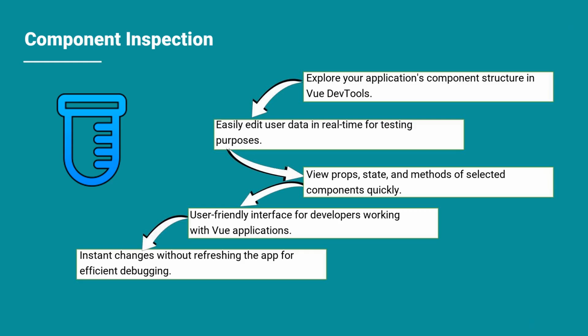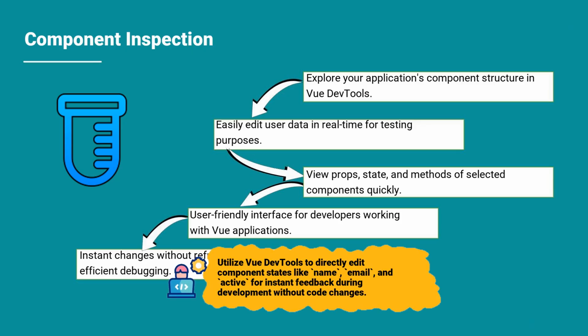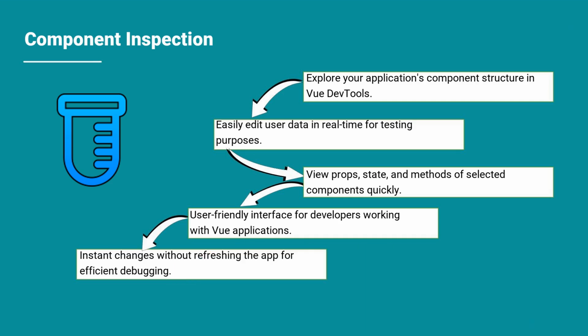But wait, the fun part comes when we check out the State section of DevTools. In the State section, you'll find the initial state of the user prop. You can directly edit the name, email, and even the active properties right from this panel. This is incredibly handy for testing without having to change code and refresh. Just tweak the values and see immediate changes reflected in your app. How cool is that?